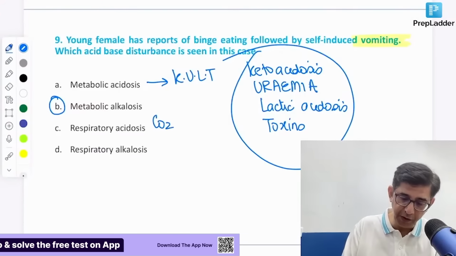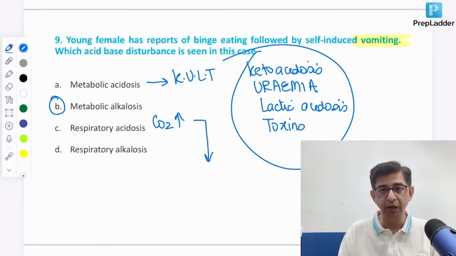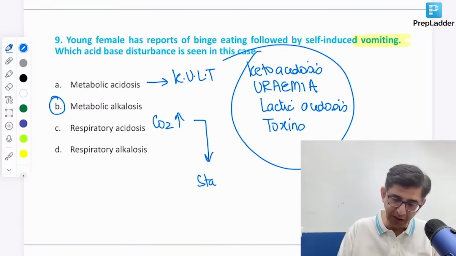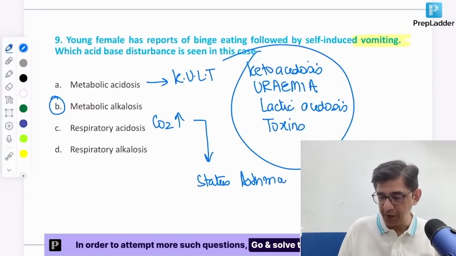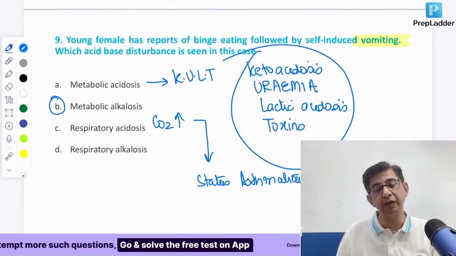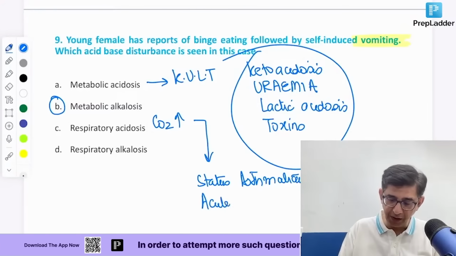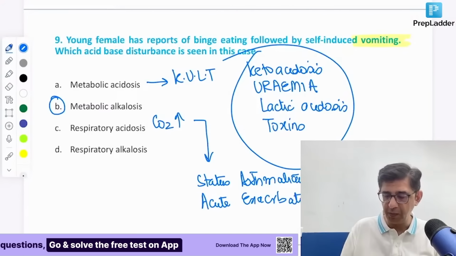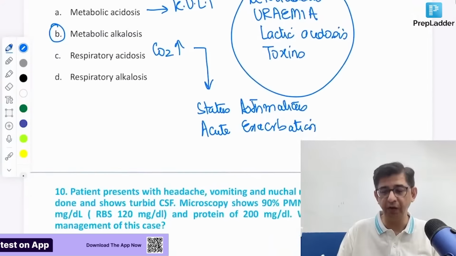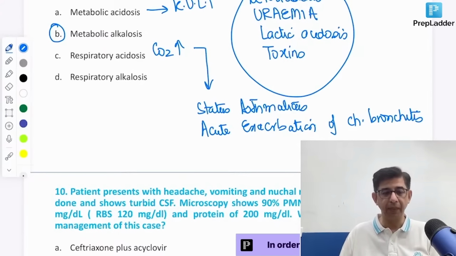Respiratory acidosis will always have an increase of carbon dioxide. A must-know example for respiratory acidosis is status asthmaticus. The second example, for type 2 respiratory failure or carbon dioxide retention causing respiratory acidosis, is acute exacerbation of chronic bronchitis. These are the two must-know examples for buildup of carbon dioxide: status asthmaticus and acute exacerbation of chronic bronchitis. Especially for acute exacerbation of chronic bronchitis, we have to use non-invasive ventilation.